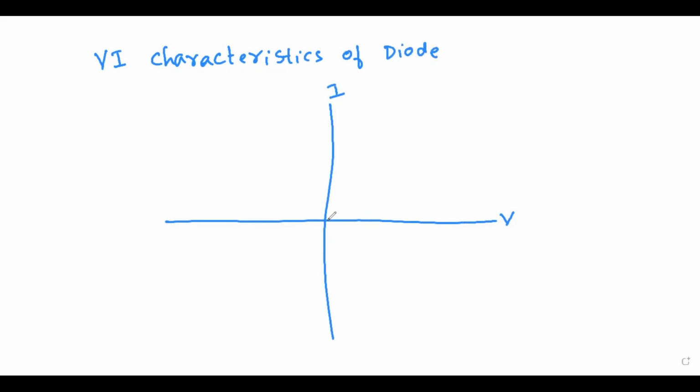So if a diode is forward biased, then it operates in the first quadrant. It means initially when the diode is forward biased and if you increase the supply voltage, the current is very minimum up to the threshold voltage.